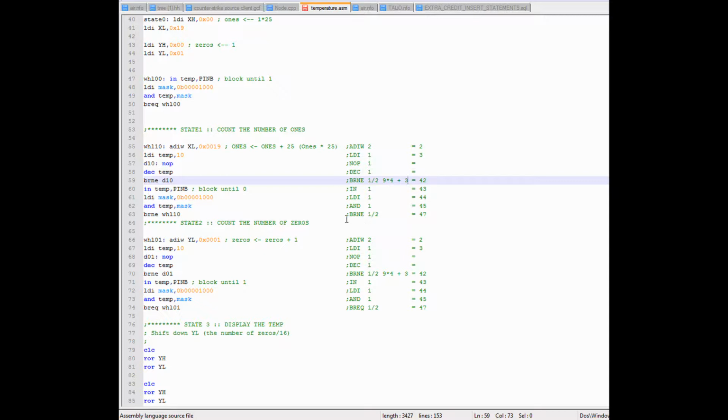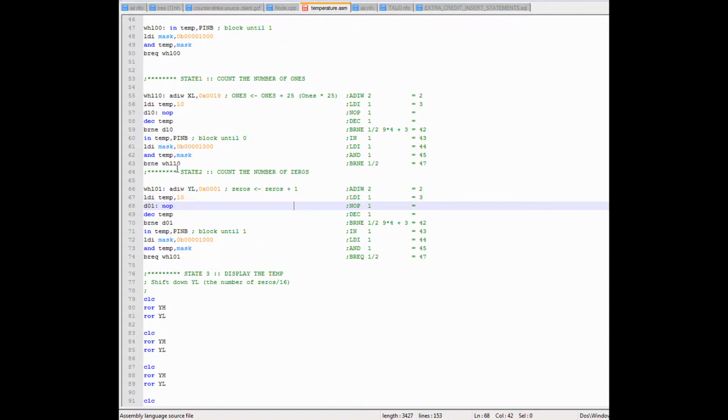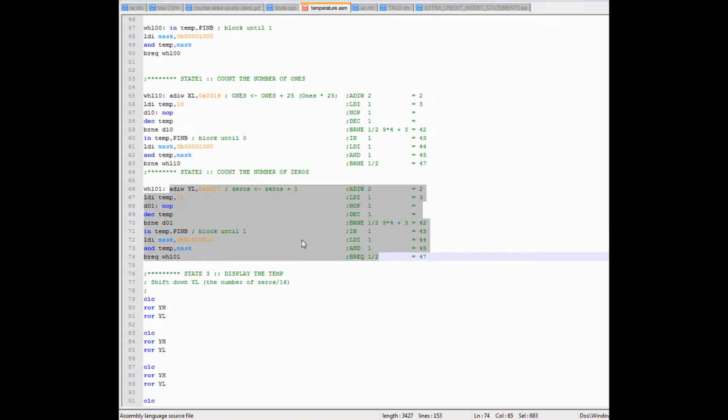So you add up the rest of these. This last branch is 2 every time. It always branches back to WH1, basically while 1 or while 10. The very, very last time it'll do 1 cycle, but we're not going to worry about that difference because it only does it once. It's only off by 1. State 2 does basically the exact same thing, only it's counting zeros, but it has the same number of cycles.